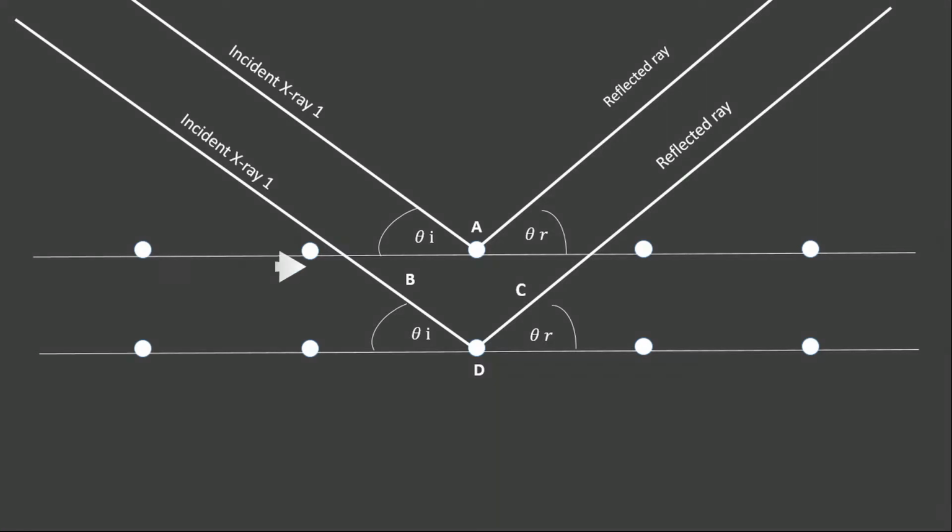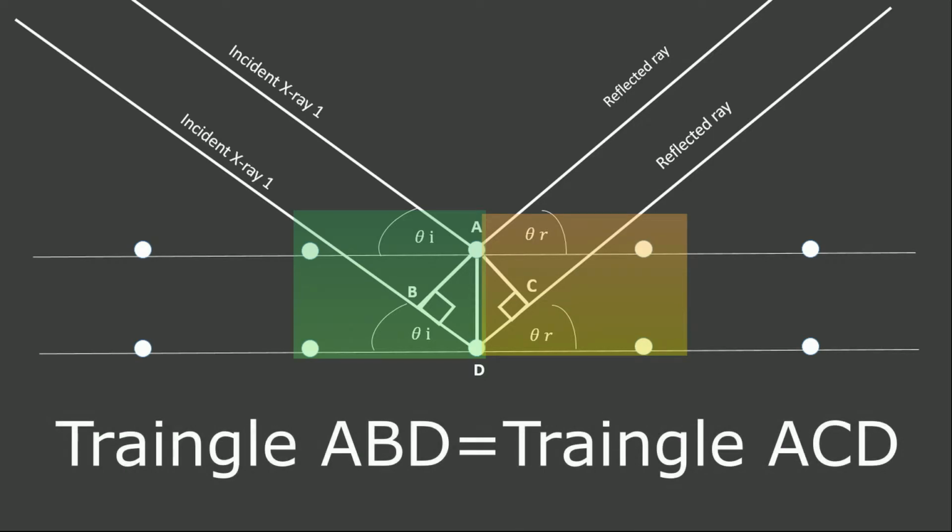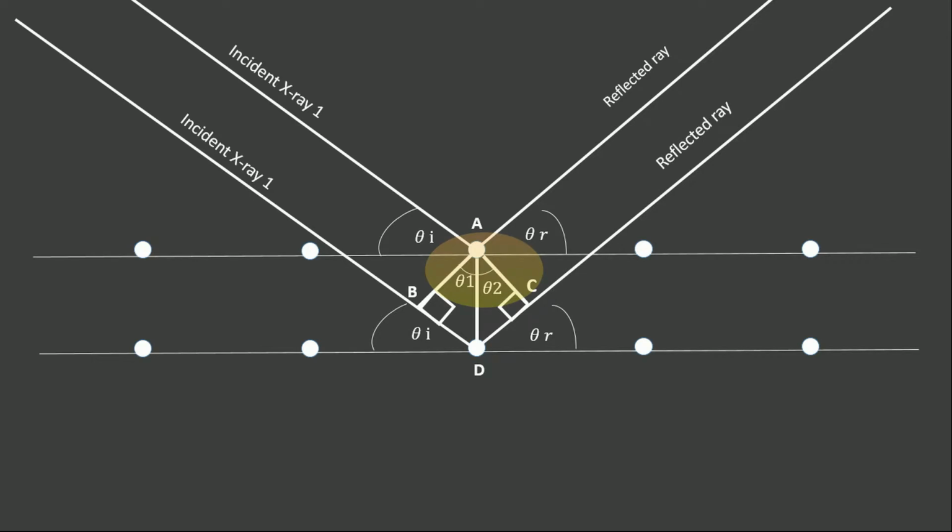Now let's draw a perpendicular line from point A to point B and make sure that this line is perpendicular to beam 2. Similarly, draw another line from point A to point C and make sure this line is also perpendicular to the reflected beam 2. Now draw another line from point A to point D. Now here we have two triangles and both of these triangles are equal. Similarly, we have two new angles and all of these angles are equal.